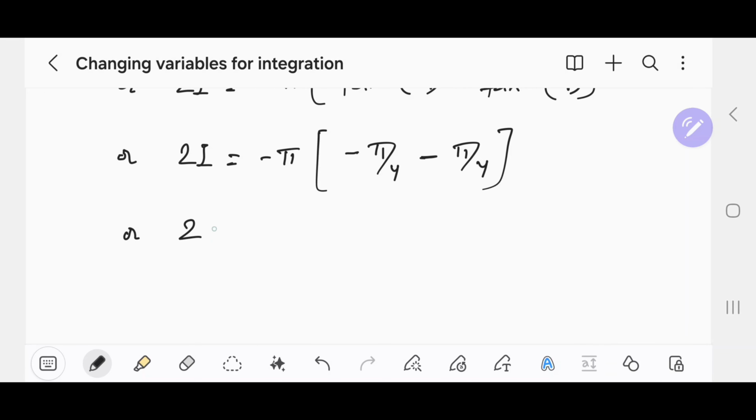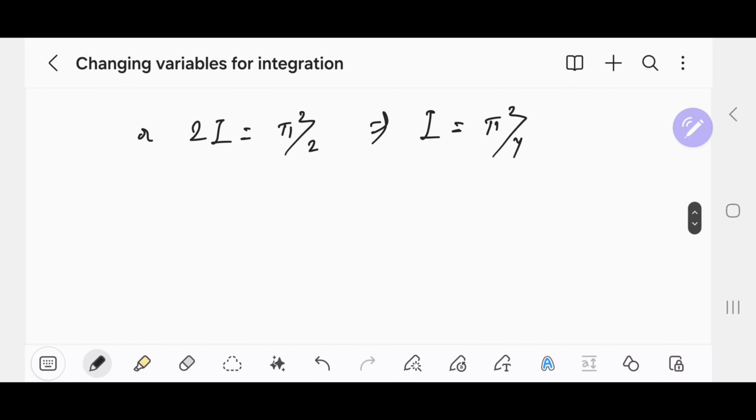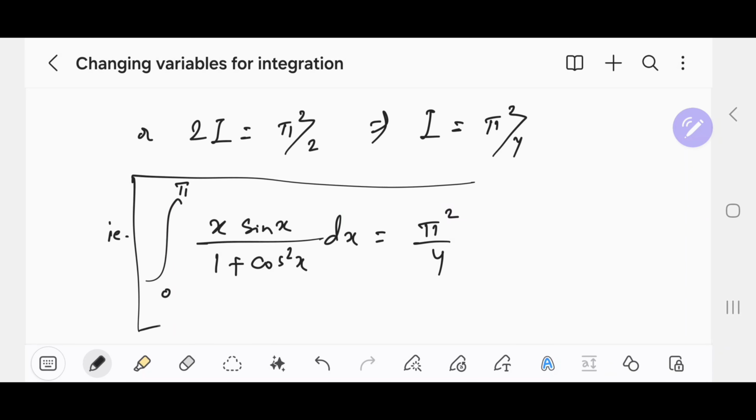Or 2I equals minus pi into minus pi by 2, or 2I equals pi square by 2, and I equals pi square by 4. That means the integration from 0 to pi of x sin x by 1 plus cos square x dx equals pi square by 4. So this is the solution.